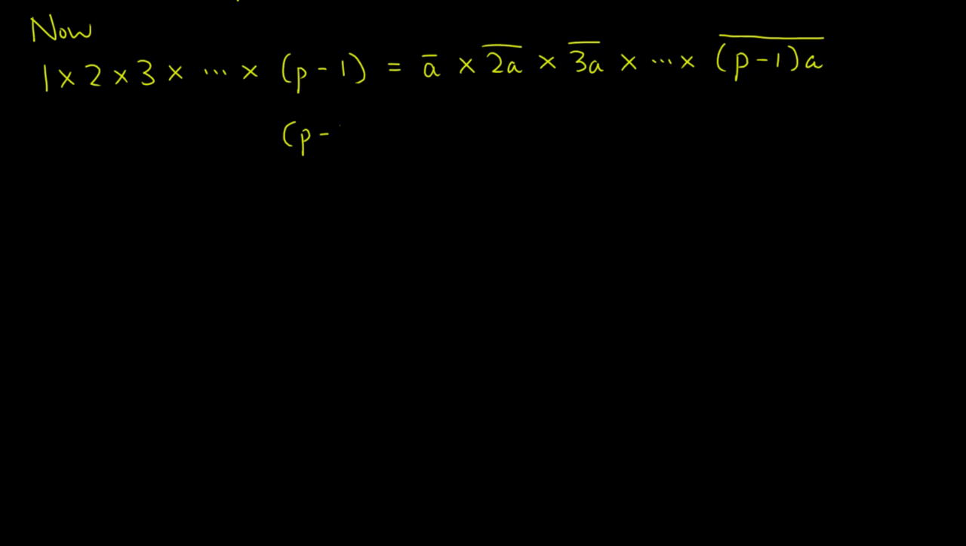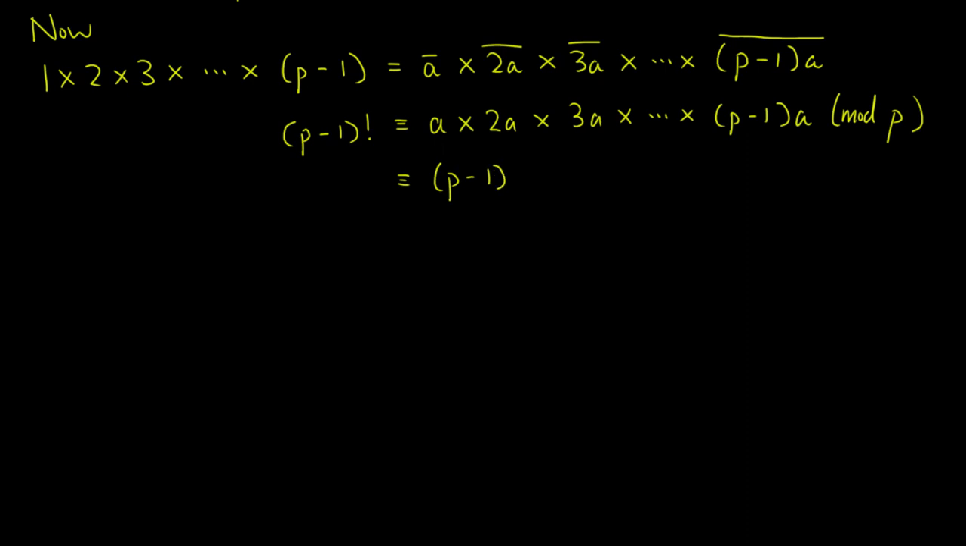The left-hand side is just p minus 1 factorial, which is congruent to a times 2a times 3a times all the way to p minus 1 times a mod p. We can rewrite the right-hand side by multiplying the coefficients of a first, which is p minus 1 factorial, and then multiply all the a's, and since there are p minus 1 of them, we have a to the p minus 1.